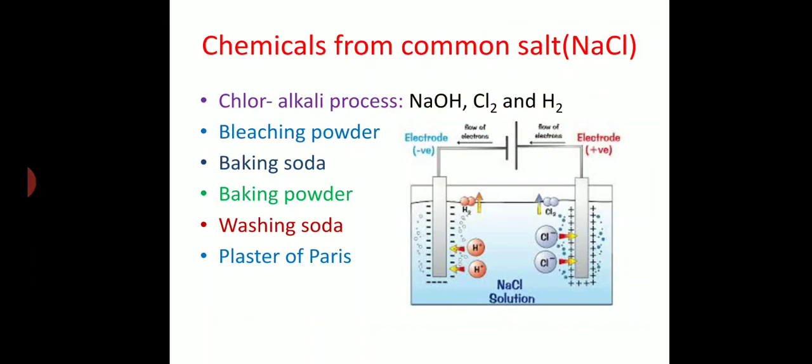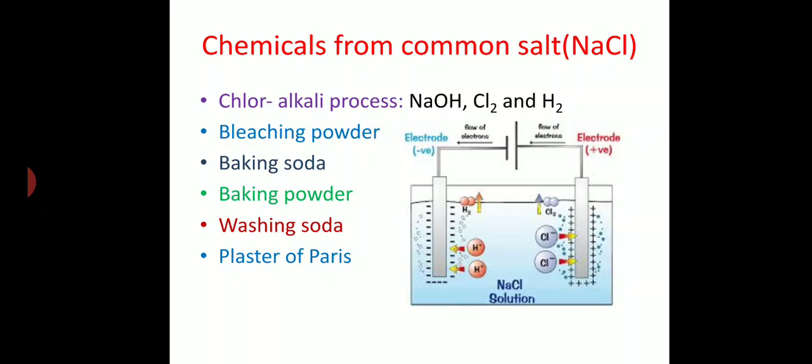So bleaching powder, what is its formula? CaOCl2. It is known as calcium oxychloride. When the chlorine gas obtained from the chlor-alkali process is passed over slaked lime, calcium hydroxide, it gives calcium oxychloride, and it acts as a disinfectant.